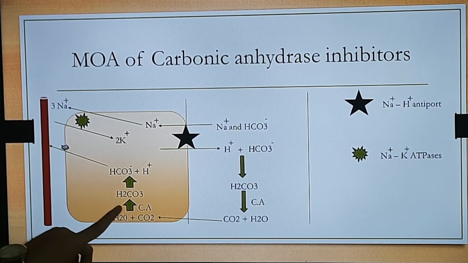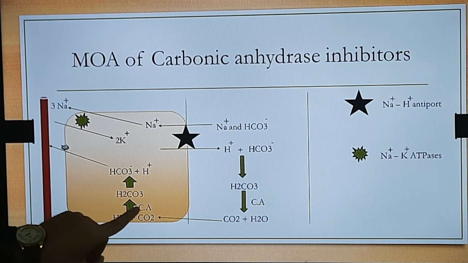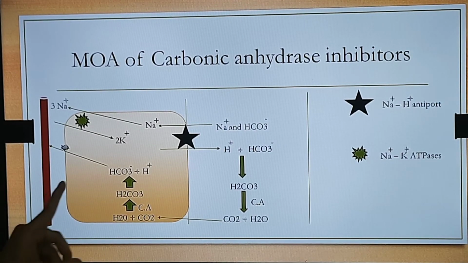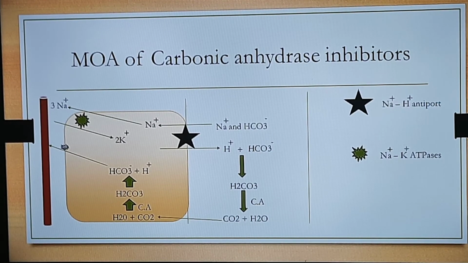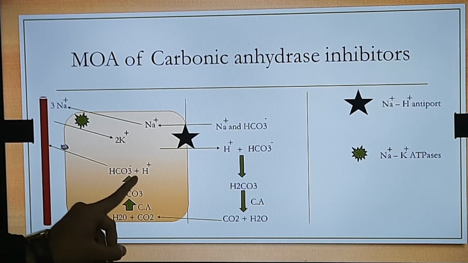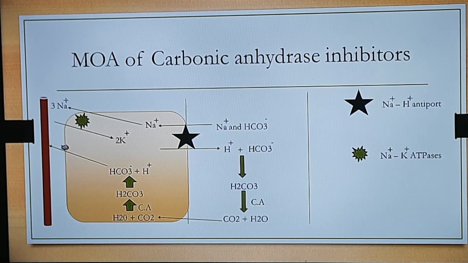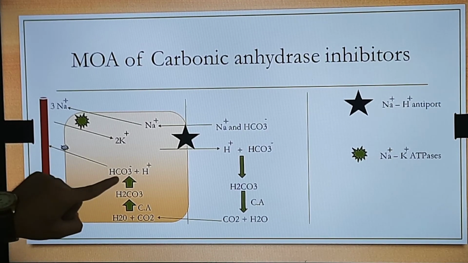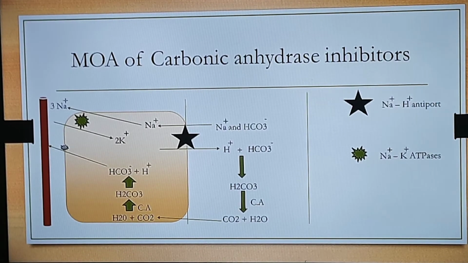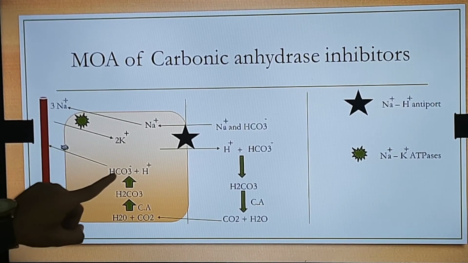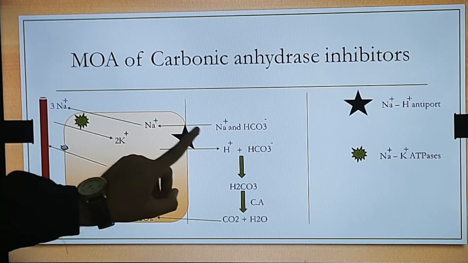So अगर carbonic anhydrase की activity हमने block कर दी, there will be no production of H2CO3, and अगर H2CO3 ही नहीं बना, there will be no production of H plus and bicarbonate ions. Now think कि अगर H plus ions नहीं बने, this particular pump is constantly requiring the amount of H plus to be thrown out into the lumen.